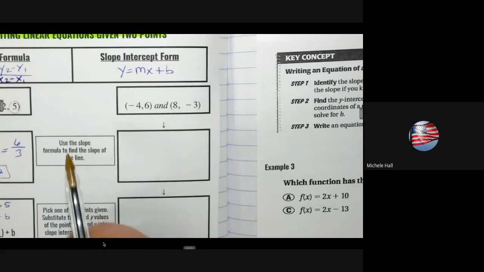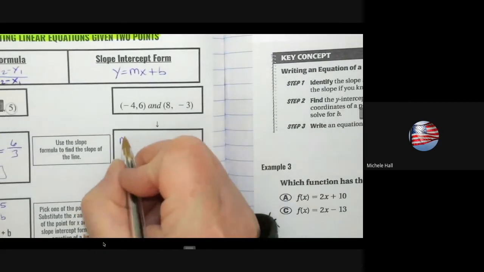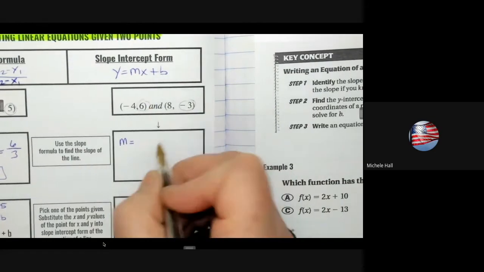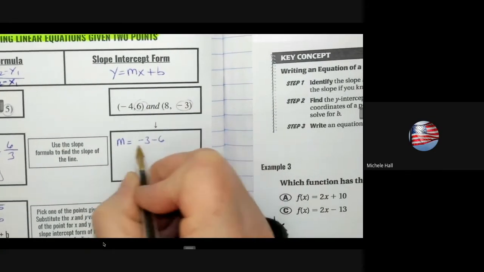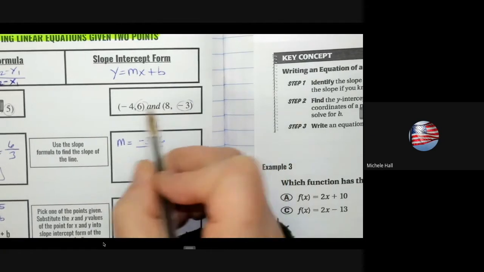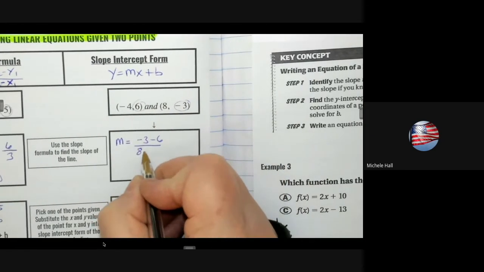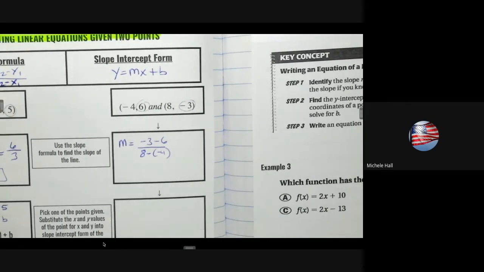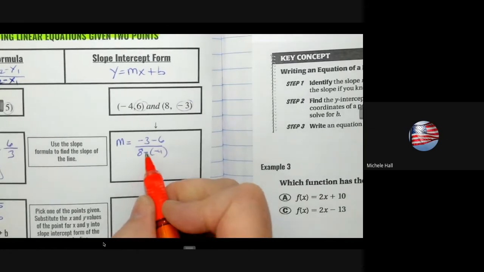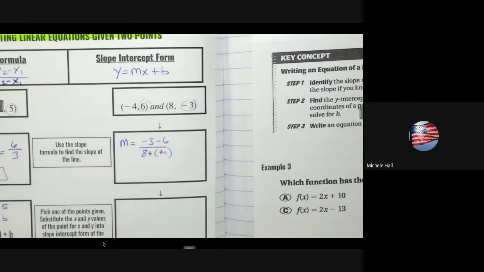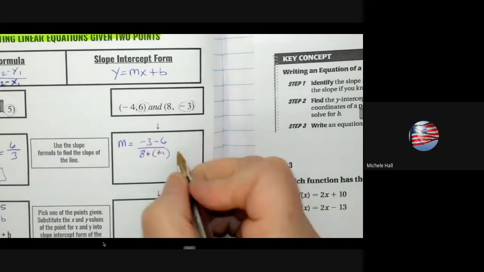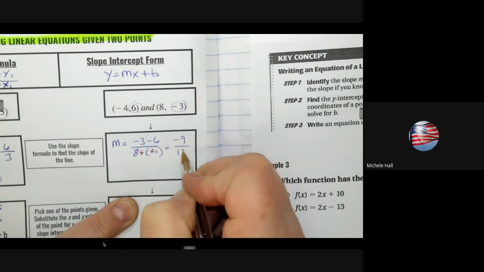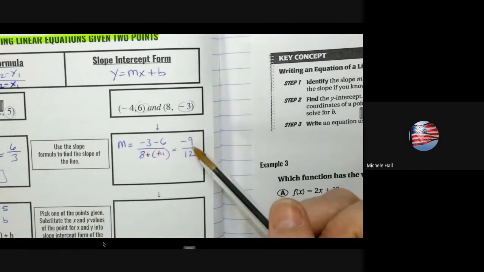First thing we need to do is find the slope. -3 minus 6. Here's our y values. -3 minus 6 divided by 8 minus -4. Clean up those double negatives. Negative times a negative is a positive. -3 minus 6 equals -9. And 8 plus 4 is 12. And now I'm going to simplify my fraction.